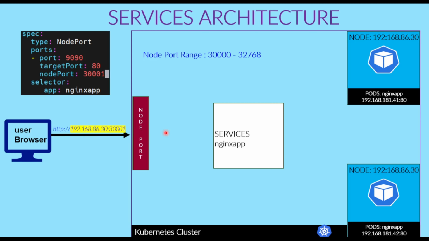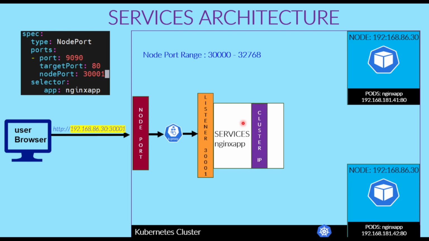Once the node port receives that request, it will redirect that request to kube-proxy. Kube-proxy will determine which service is waiting to receive the request on 30,001. In this case, the Nginx app is the one waiting for 30,001. So now the Nginx app will receive the request from outside the cluster. The next step for the service is to redirect that request to the respective pod.